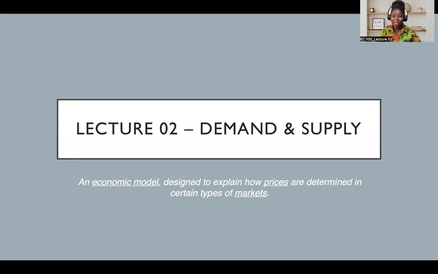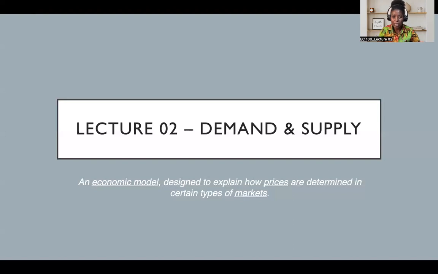If you forget about everything else, about all other concepts, this is one of the concepts that you should not ever forget because it's everywhere. So what is demand and supply? This is an economic model amongst many other economic models. I shared in the previous lecture how we speak about economic models, how we create them, how we use them, and how we apply those concepts to understand real world issues.